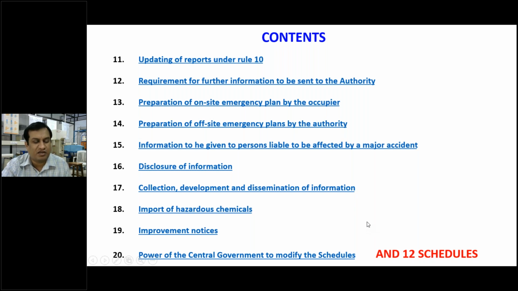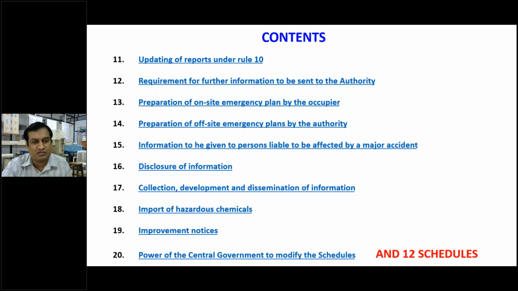So let us discuss one by one all these 20 rules, because normally in presentations many people focus only on the important points, or the points which they think are important. But when the acts and rules are being discussed, we should understand each and every rule, so that after the discussion we can decide whether this rule is important from the exam point of view, from the company or factory point of view, or from the pollution control board or the DISH office, that is, Department of Industrial Safety and Health, point of view.